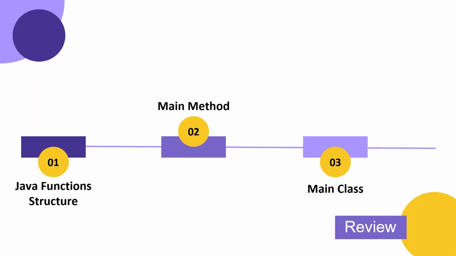As a summary, we learned the basic structure of a Java program. We have a main class, and inside this main class, we have a main method, which executes codes in our program.